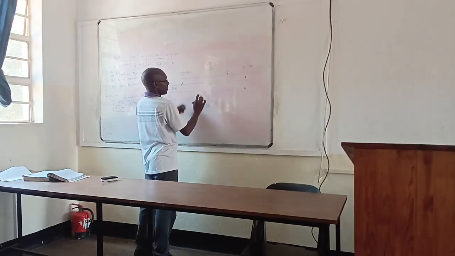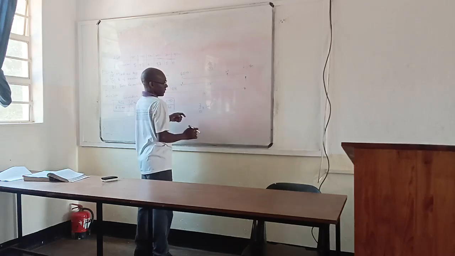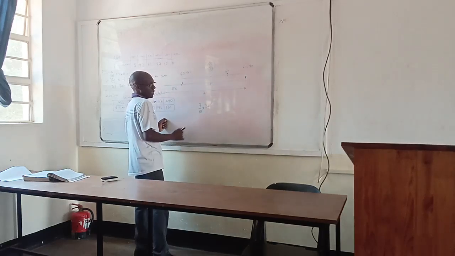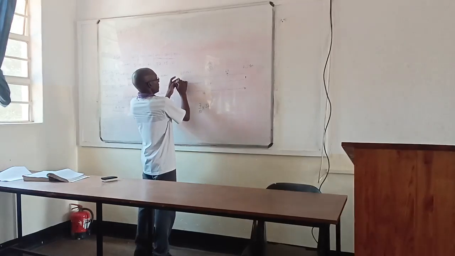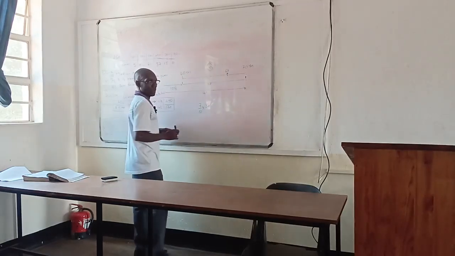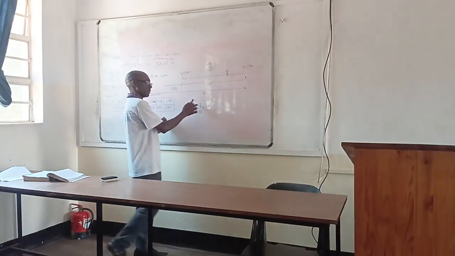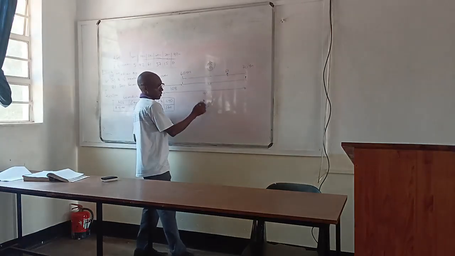Because from here to here is 37, 7 over 10 of 37 is the value from here to here. So just multiply this one. What would that be? Can you work it out?